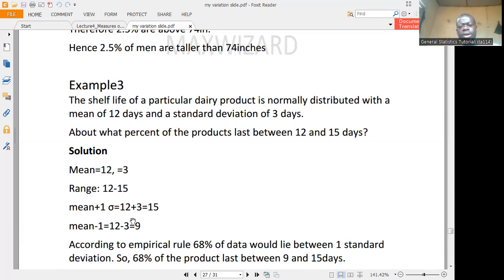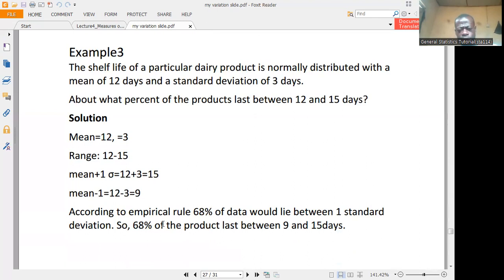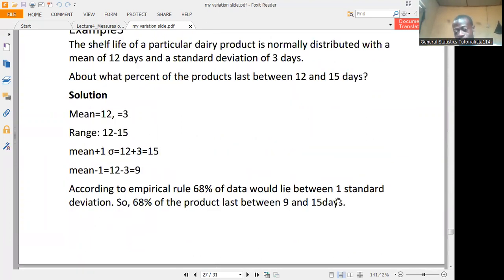Did you get that? Now, according to the empirical rule, when you deviate by 1 standard deviation, 68% should lie between them. In that case, we can infer that 68% of the products last between 9 and 15 days. Remember, we deviate using 1 standard deviation, and we add and subtract, and that's how we get our 9 and 15. But the question is not asking for between 9 and 15 days. This question is asking for between 12 and 15 days. So how are we going to deal with that?